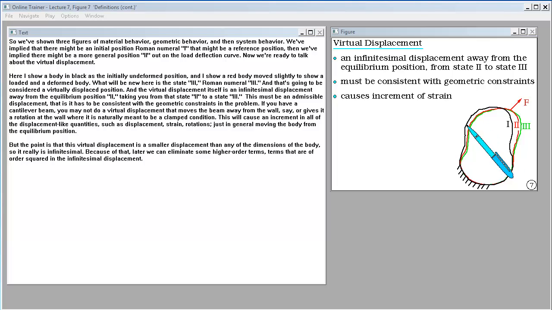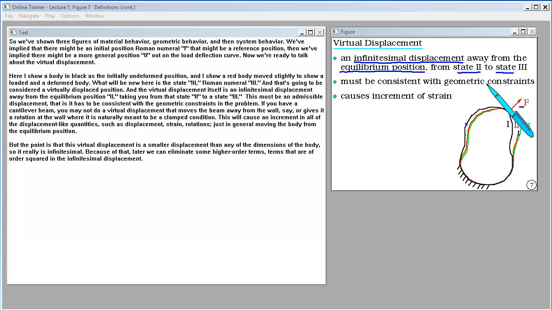Here I show a body in black as the initially undeformed position. Then I show a red body move slightly to show a loaded and a deformed body. What will be new here is the state 3, Roman numeral 3. And that's going to be considered a virtually displaced position. And the virtual displacement itself is an infinitesimal displacement away from the equilibrium position 2, taking you from that state 2 to a state 3.